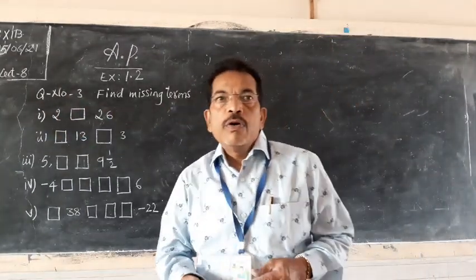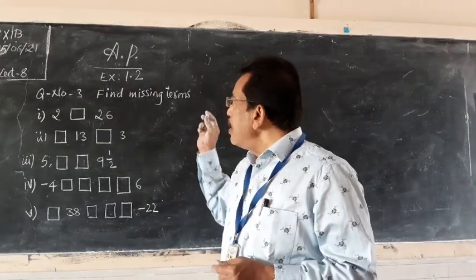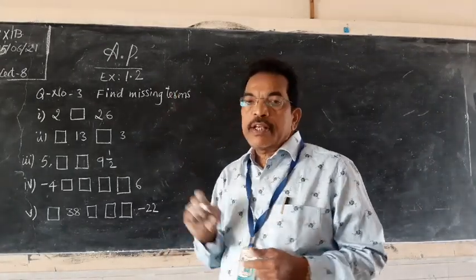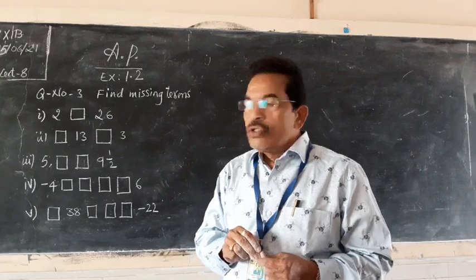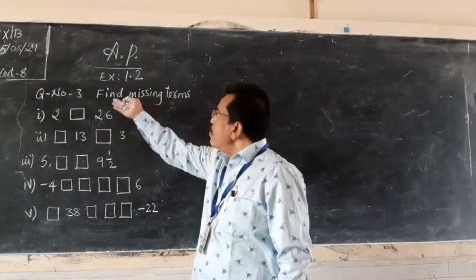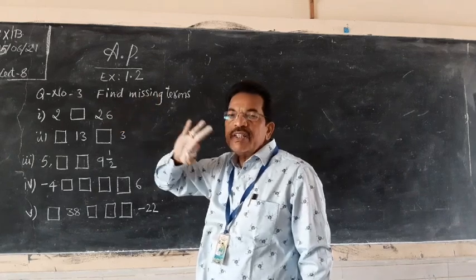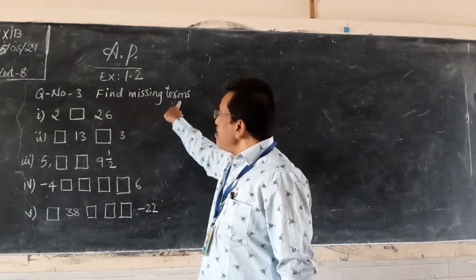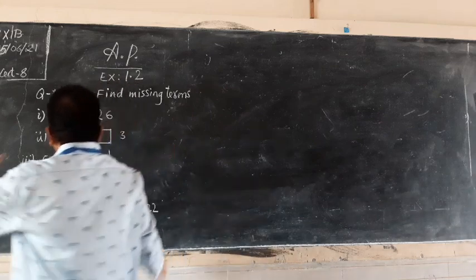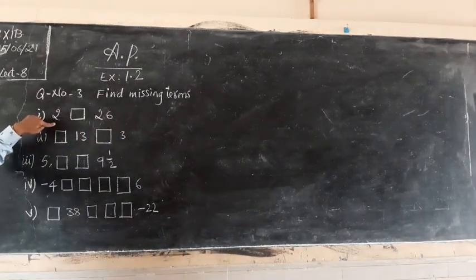Yesterday we completed the second main of exercise 1.2. Today let us continue exercise 1.2, question number 3, that means third main. Find missing terms. They have given 5 questions.